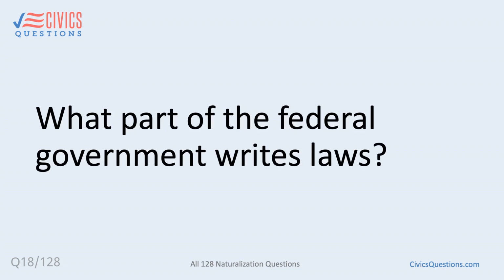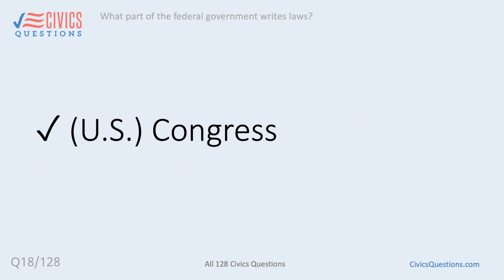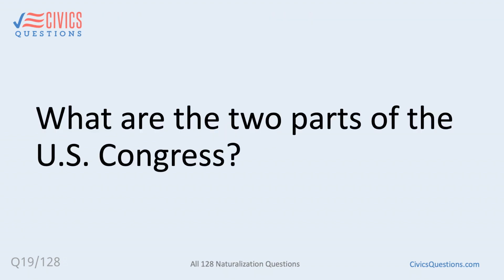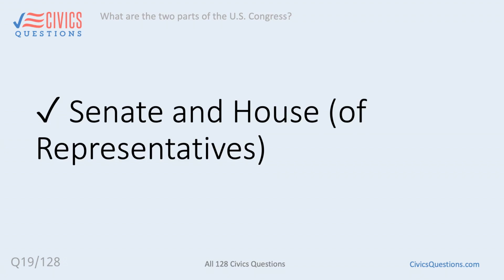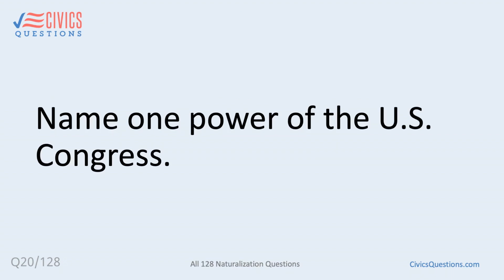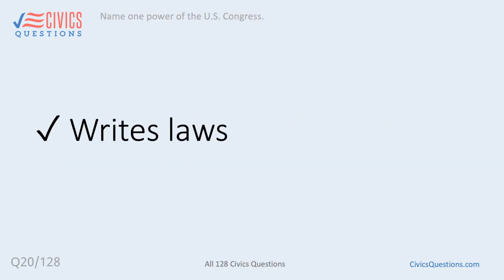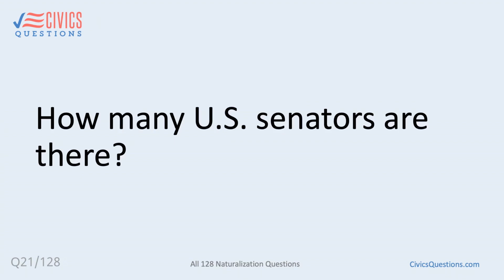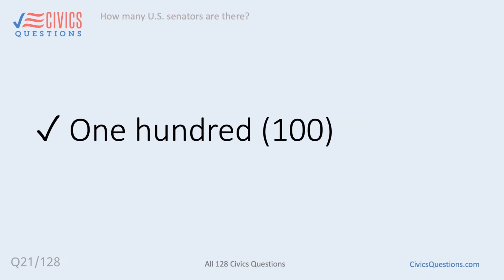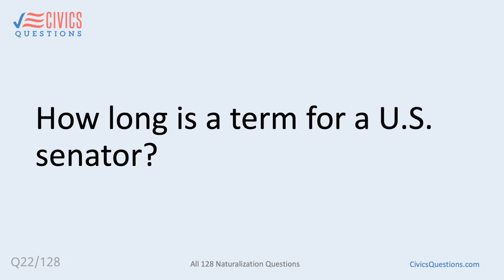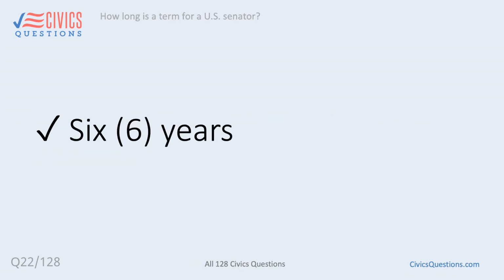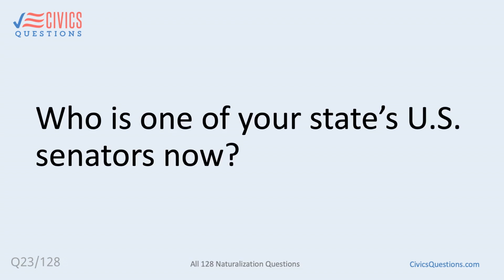What part of the federal government writes laws? U.S. Congress. What are the two parts of the U.S. Congress? Senate and House of Representatives. Name one power of the U.S. Congress. Writes laws. How many U.S. senators are there? 100. How long is a term for a U.S. senator? 6 years.